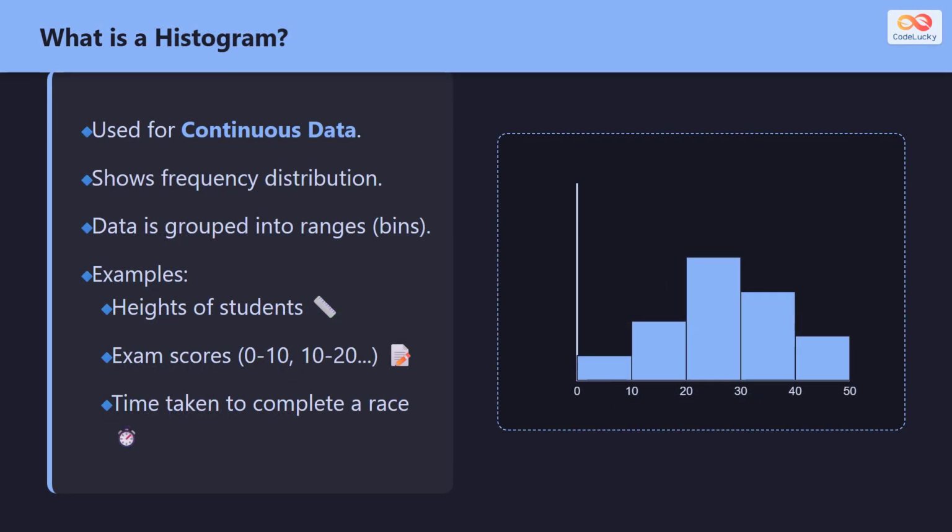Now let's look at a histogram. A histogram is used for continuous data. This is data that involves numbers and measurement, like height, weight, or time. Instead of distinct names, we group the numbers into ranges, which we call bins. For example, how many people are between 0 and 10 years old, then 10 to 20 years old, and so on.